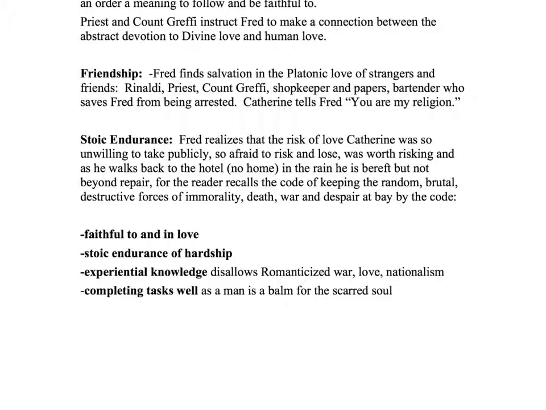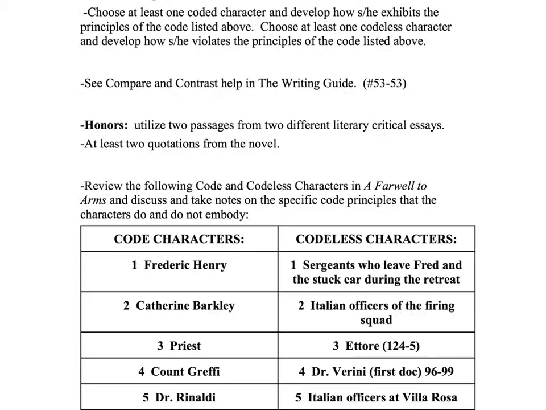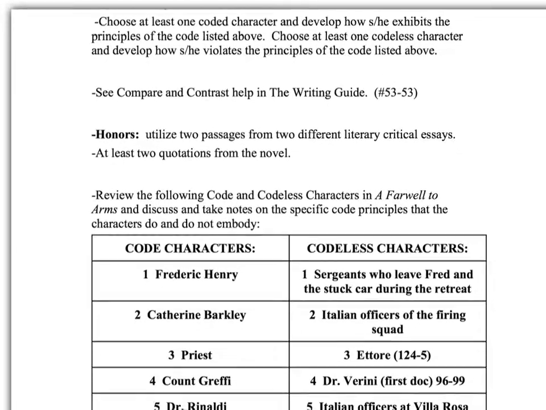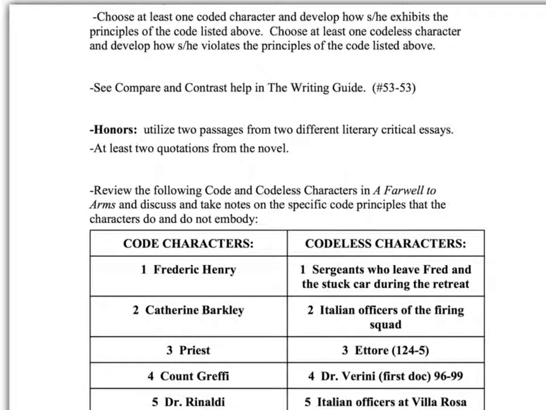So there's some work there, some help there from the critics to help you write this coded and codeless paragraph. Now let's look at the assignment. The writing assignment asks you to choose at least one coded character and develop how he or she exhibits the principles of the code listed above. Choose at least one codeless character and develop how he or she departs from the principles of the code listed above.